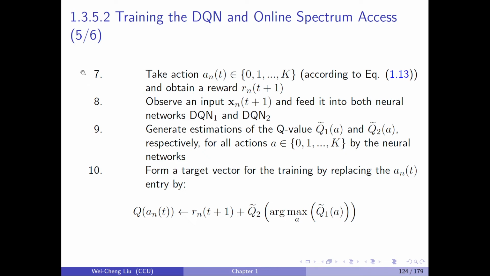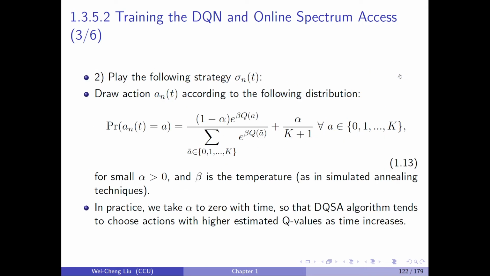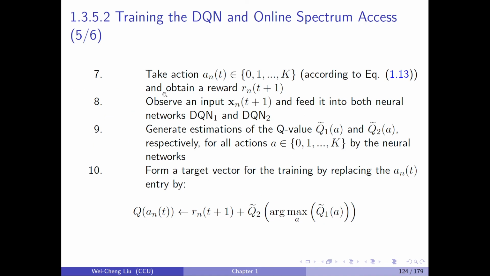The seventh line, take action an of t, which is in the set 0, 1 to capital K, according to equation 1.13. This is equation 1.13. And obtain a reward Rn of t plus 1.